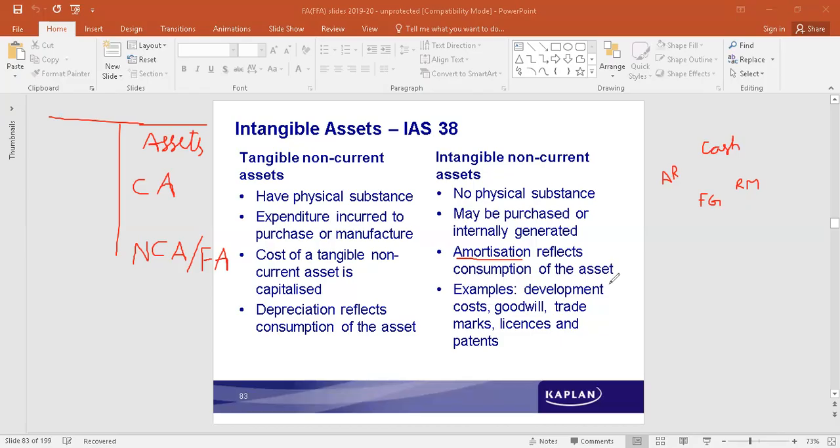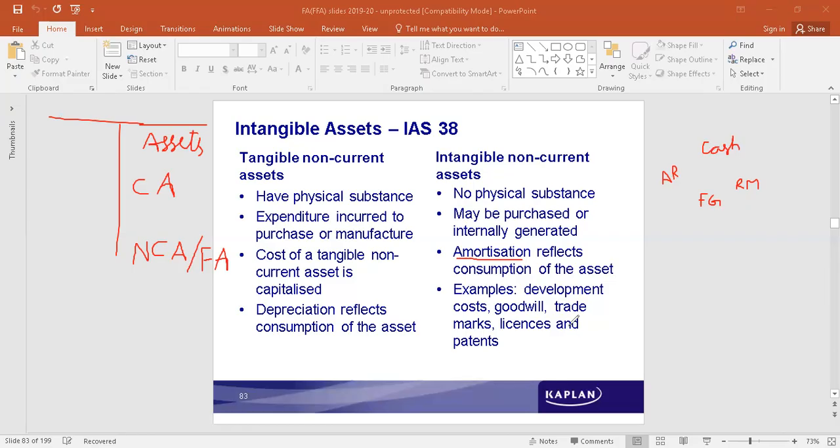In case of receivables also, there is no physical form, but the benefit is for a short period of time. In the next period the economic benefit can be realized. That is also intangible in nature, but it falls under current assets. The criteria is the time period. The benefit out of this can be derived for a very long period of time, like development costs, goodwill, trademarks, licenses and patents, technical know-how, copyrights. All these are examples of intangible assets.